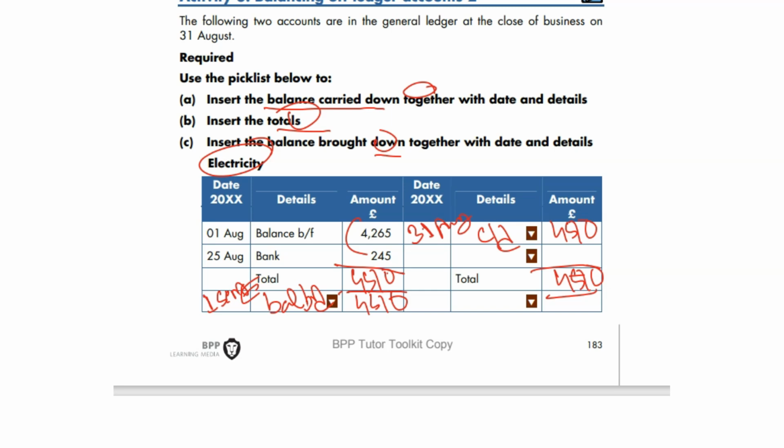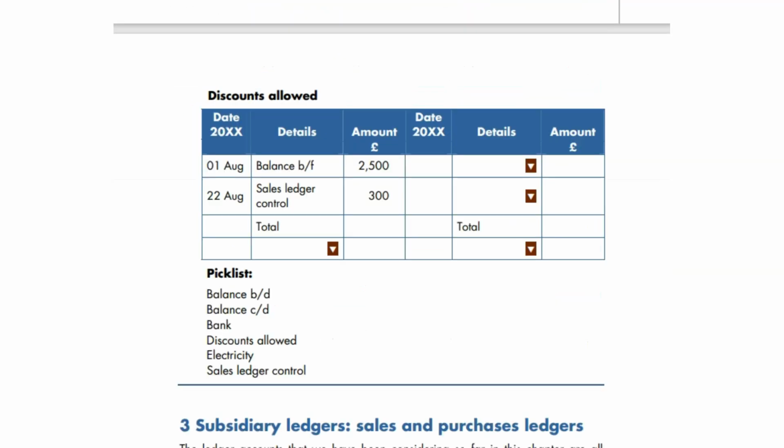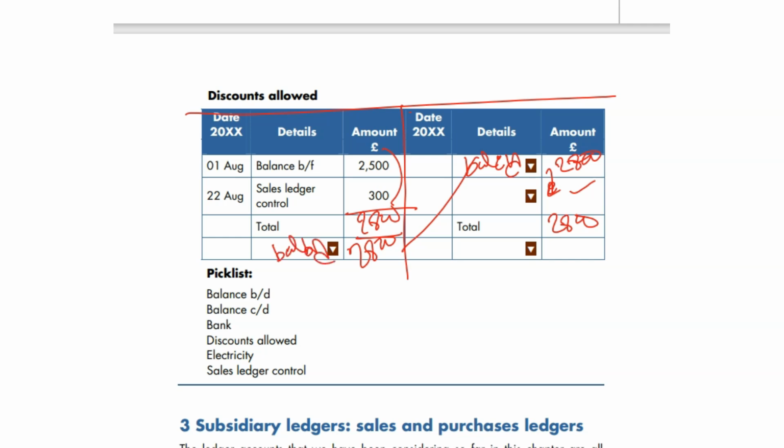Hope it makes sense. Last topic here, discount allowed. Yet again, it's a debit account. Nothing on the credit side. Debit total is 2800. So here 2800. Nothing to take away, all of it. You can write in this box, anywhere you have a space to do it. Better at the bottom. So balance CD becomes BD. All of it. Tell me the date for balance CD. It's 31st of August and 1st of September. That's all in this video.